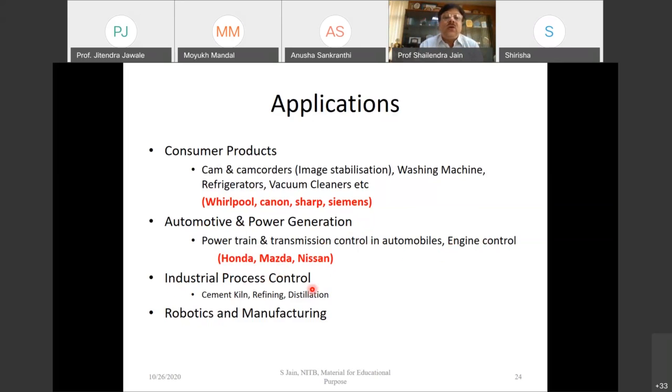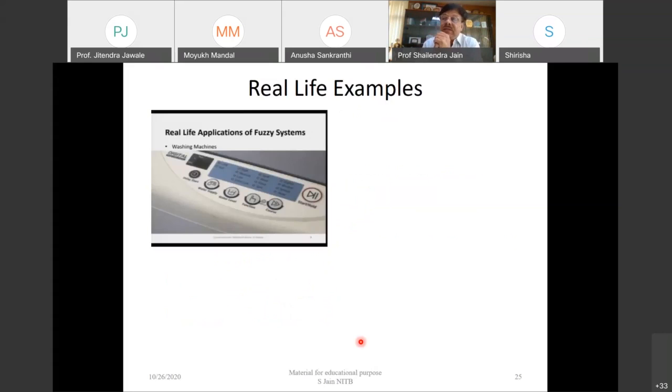Industrial process control, cement kiln, refining, distillation, robotics and manufacturing. These are some of the areas where we are using fuzzy. The same thing I have shown with the help of some pictures. A real life application of a fuzzy system is the washing machine, where you can see different controls, either manual mode or fuzzy mode. In fuzzy mode, you can choose fuzzy 1, fuzzy 2.